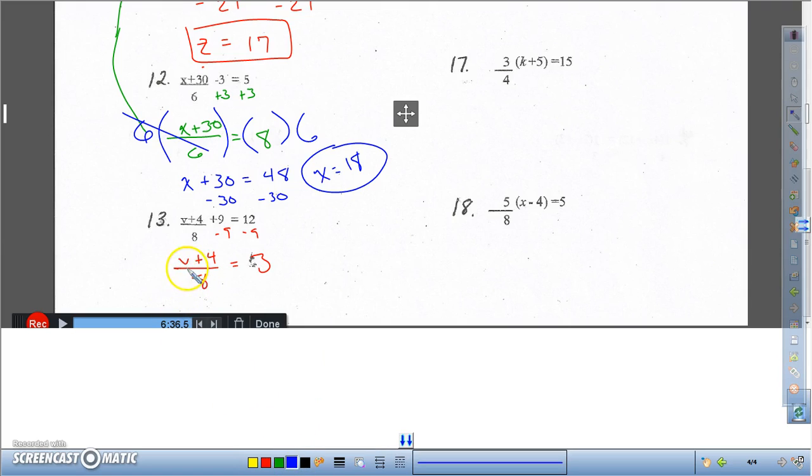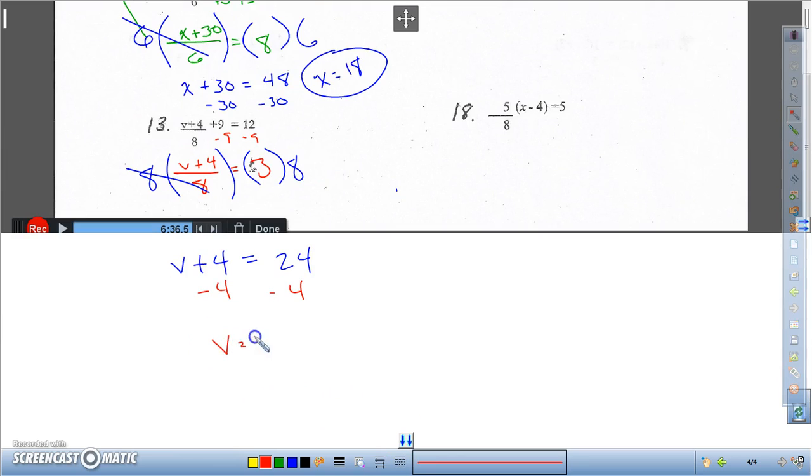Now that I've isolated the fraction, I want to isolate the variable. The next step here is to multiply both sides by 8. So that's going to cancel the division. You're left with b plus 4 on the left side, and then 3 times 8 is 24 on the right side. Again, a one-step equation to finish this out. b is equal to 20.